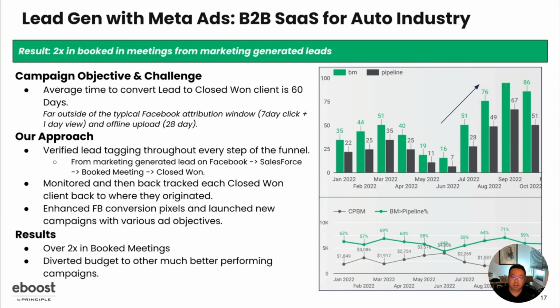And of course, a lot of times the sales cycle is long. So that lead converting to closed-won, let's just say it was like 60 days in this particular example, is well outside of the Facebook attribution window, which is typically 28 days for offline upload, or the best standard is like 7-day click, 1-day view. So the platform data by itself is not going to give good visibility of what worked and what didn't.